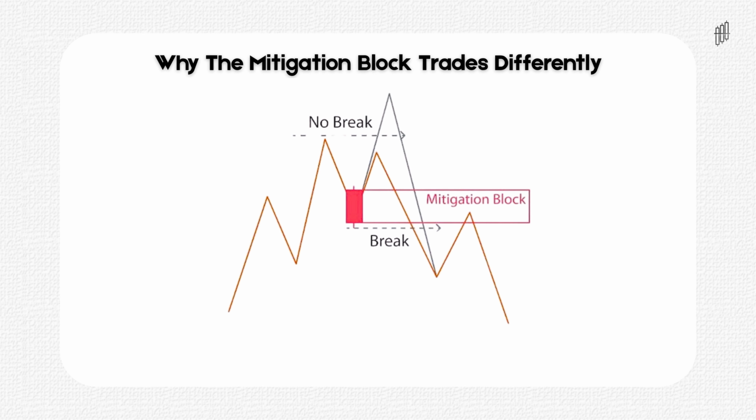A mitigation block carries reduced but still meaningful institutional conviction because some of those original orders have already been consumed in the previous partial test. The institutional defense at a mitigation block is real. There are still genuine orders remaining in the zone, but it is not as fresh, not as fully loaded, and not as aggressively defended as a pure order block because a portion of the institutional interest has already been satisfied. This means the mitigation block trade typically produces a reaction that is meaningful but potentially shorter in duration and smaller in magnitude than a pure order block reaction.